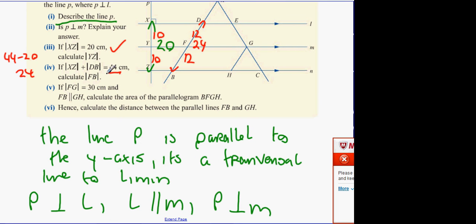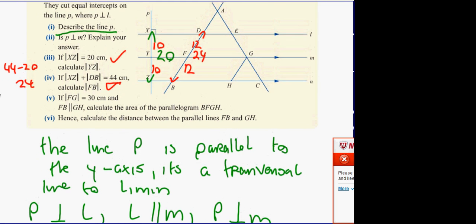Okay, if FG is 30, so F to G, I'm seeing it here, F to G is here. F to G is 30. And FB is parallel to GH. Now where's FB located? It's parallel to GH. Calculate the area of the parallelogram BFGH. So I'm just going to zone in on that now. Just zone in on it here. It's going to be here to here, here and here.